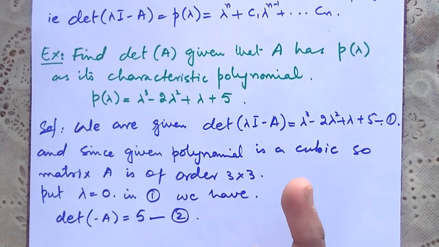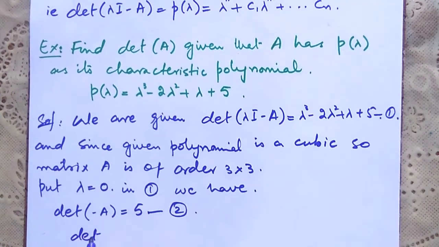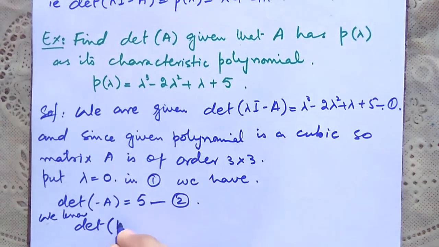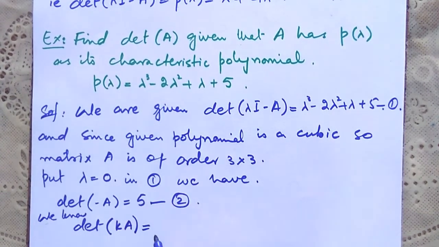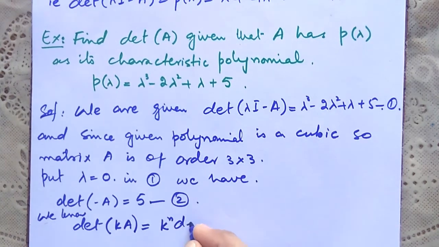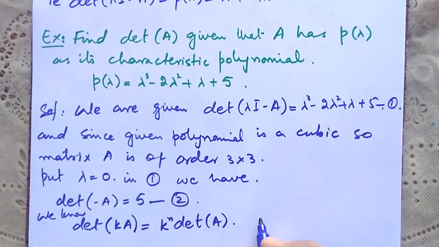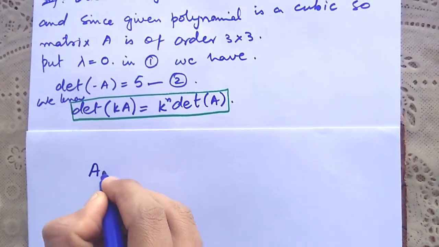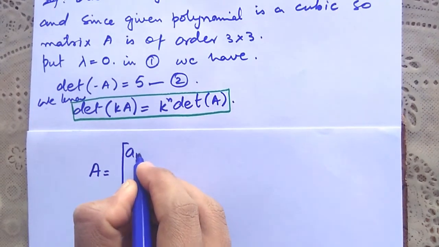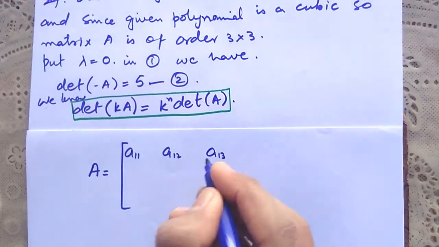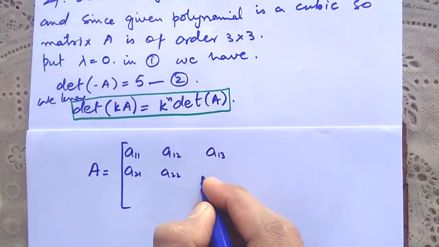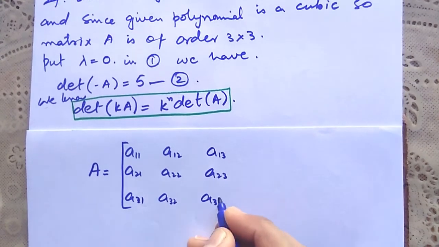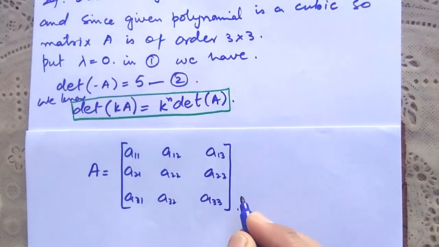Now there is a well-known property of the determinant, that determinant of k times A is equal to k power n times determinant of A. To understand this property, let's see an example. For instance, we have a 3 by 3 matrix A whose entries are A11, A12, A13, A21, A22, A23, A31, A32 and A33. It's a 3 by 3 matrix.